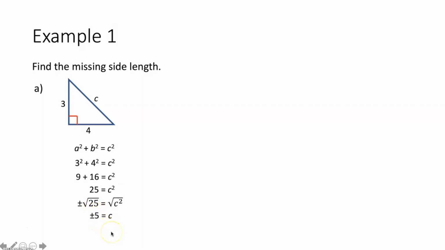So C is going to equal positive 5. Now part B, we are again given a right triangle. We know that because of this little red box down here. In our right triangle, we are given the hypotenuse, the side that is opposite the 90-degree angle, and we're given one of the legs, and we are tasked with finding the other leg.